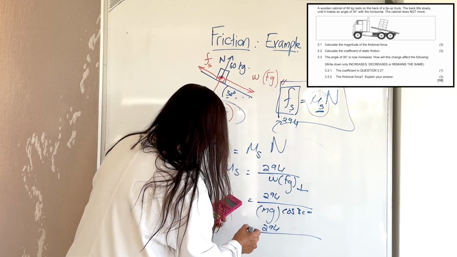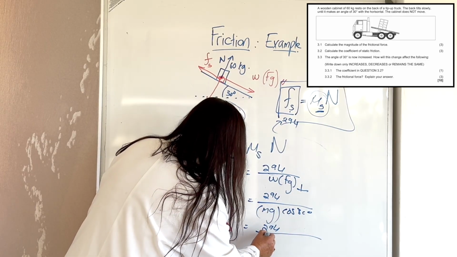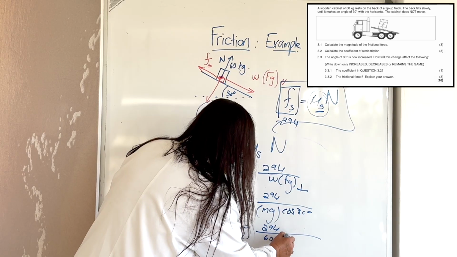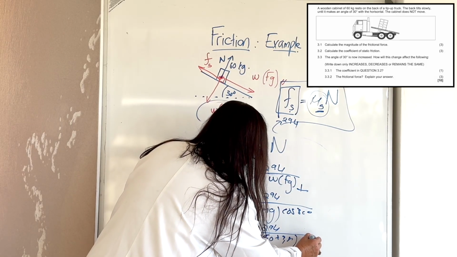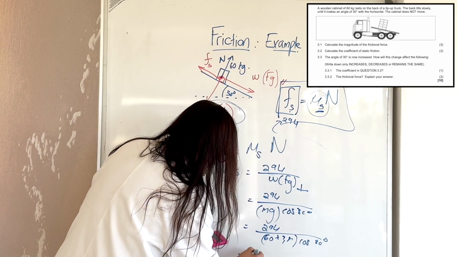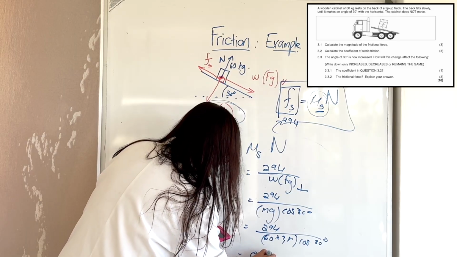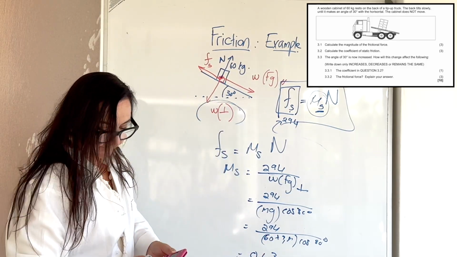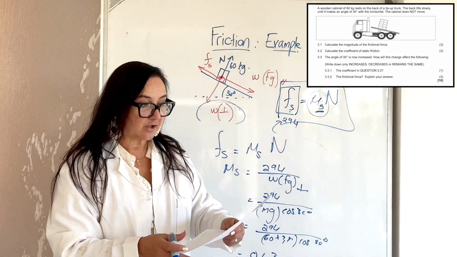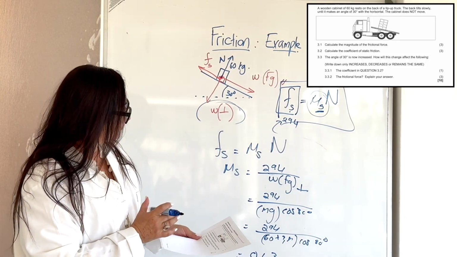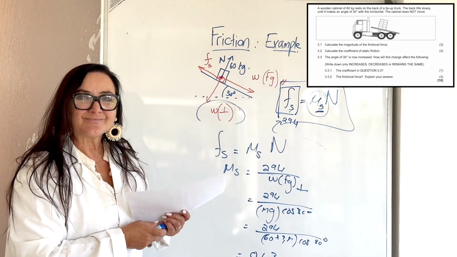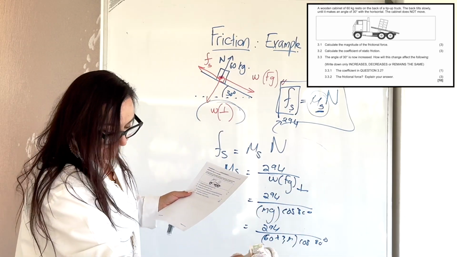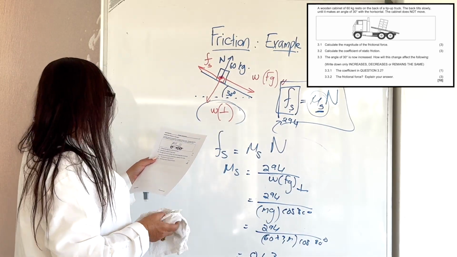That is going to be 60 times 9,8 cos 30 degrees, and I give the coefficient as 0,43. Okay, so there is our coefficient, and again 3 marks. Okay, easy peasy. So let's go on to the next question.